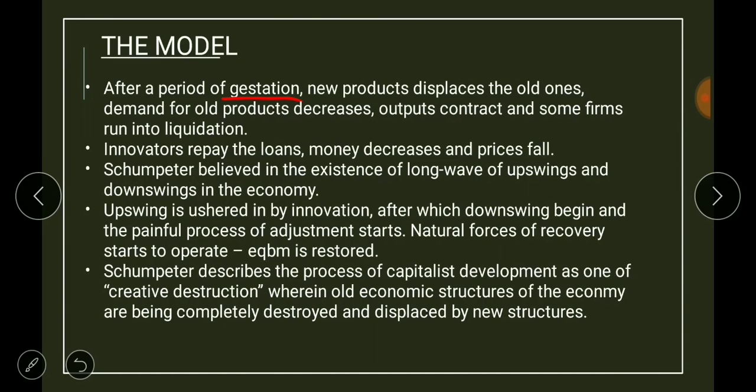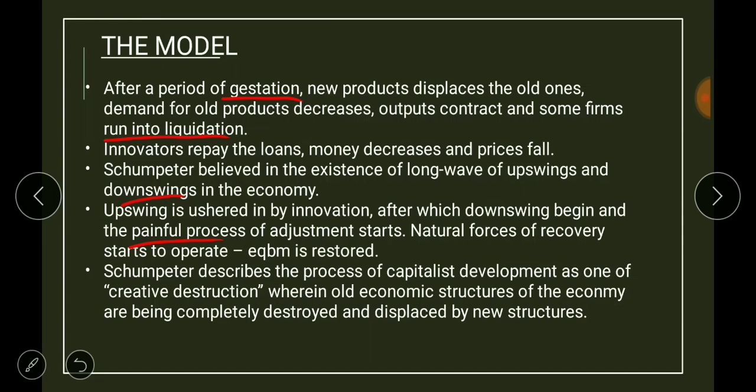This causes the overall output in the economy to contract and some firms even run into liquidation. Innovators repay the loans to banks and this causes the overall money and prices in the economy to fall. Schumpeter believed in the existence of long waves of upswings and downswings in the economy. Upswing is ushered in by innovation, after which downswings begin and the painful process of adjustment starts. Natural forces of recovery start to operate and finally equilibrium in the economy is restored.